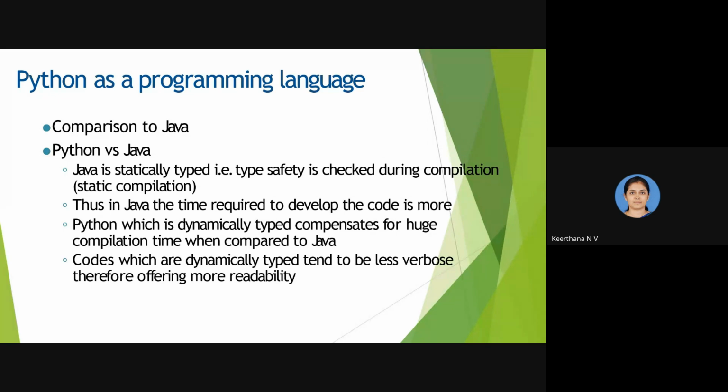Python is easy to implement, and it minimizes the code structure. A matrix multiplication program in Java will extend up to 2 to 3 pages, but in Python it can be finished within 7 to 8 lines. That's why Python is dynamically typed, and it compensates for the compilation time and execution time of the program. It gives more readability also.